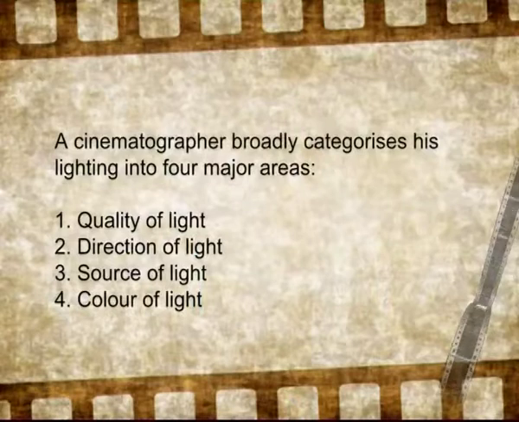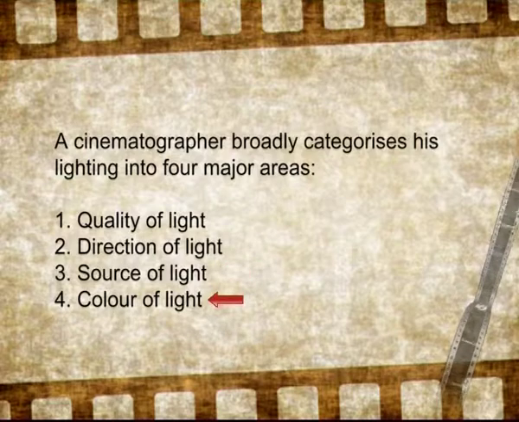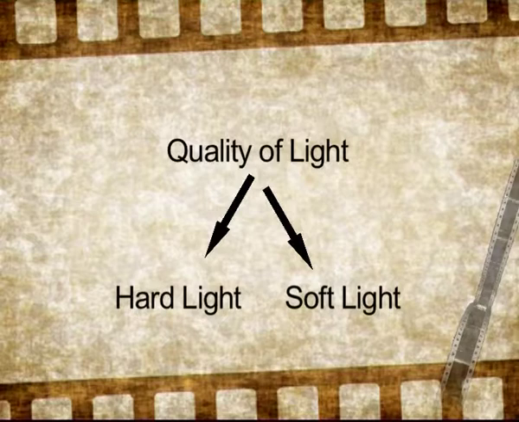A cinematographer broadly categorizes his lighting into four major areas for his or her convenience. The four major areas are quality of light, direction of light, source of light, and the color of light. Quality of light implies the intensity of illumination that is reaching the object. This can be broadly categorized into hard lighting and soft lighting.